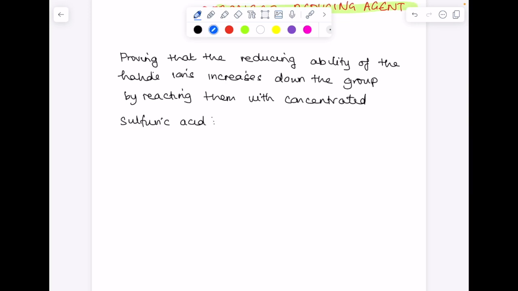Bear in mind that we can prove that the halide ion's reducing power increases if we look at the various equations involved and we consider sulfur's oxidation number. Because the greater that decrease in oxidation number of sulfur, the greater the halide's reducing power.